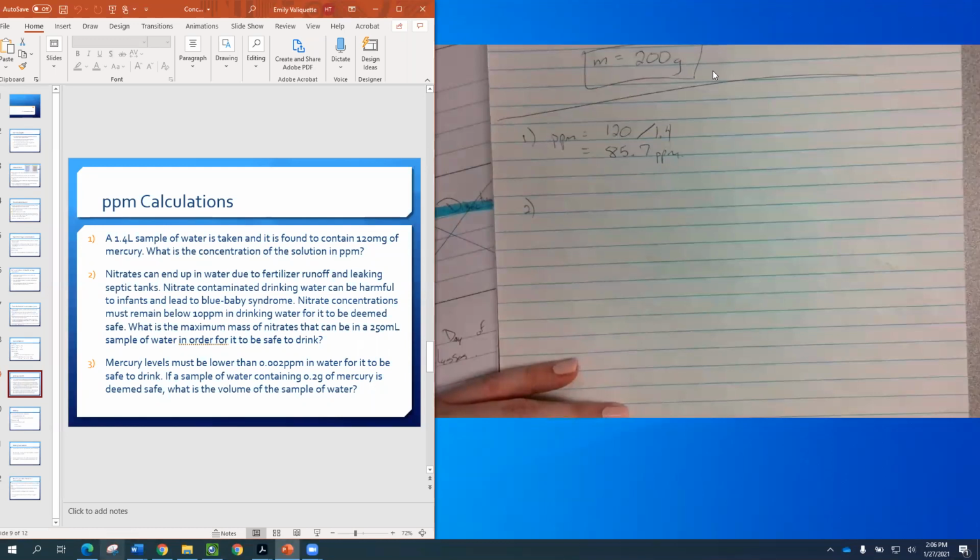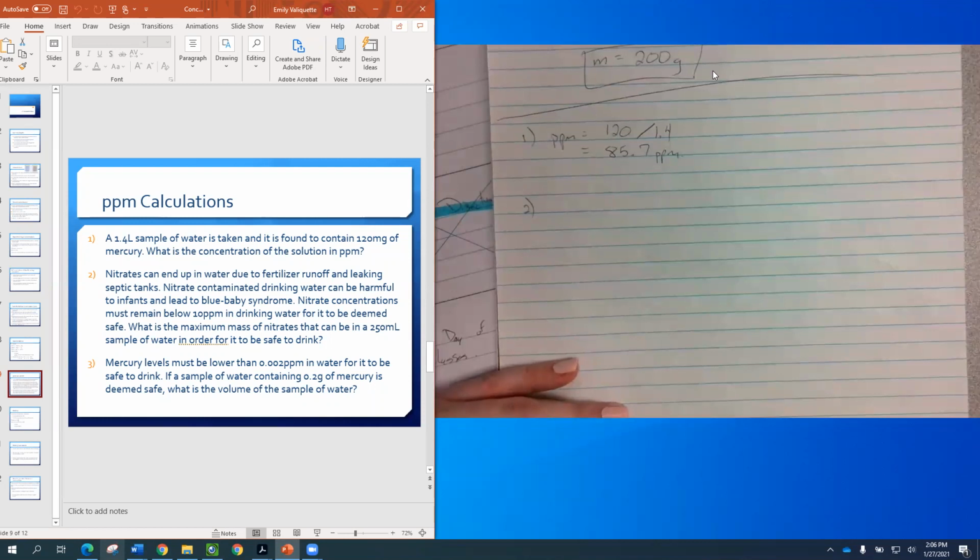septic tanks. Nitrate contaminated drinking water can be harmful to infants and lead to blue baby syndrome. Nitrate concentrations must remain below 10 parts per million in drinking water for it to be deemed safe. What is the maximum mass of nitrates that can be in a 250 milliliter sample of water in order for it to be safe to drink?